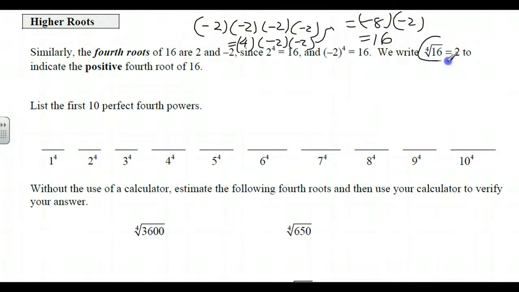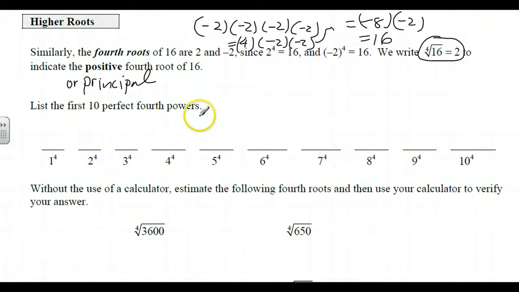We can pair up negative signs. When we use the radical sign, then we are only talking about the positive or principal 4th root, right, or square root, etc.